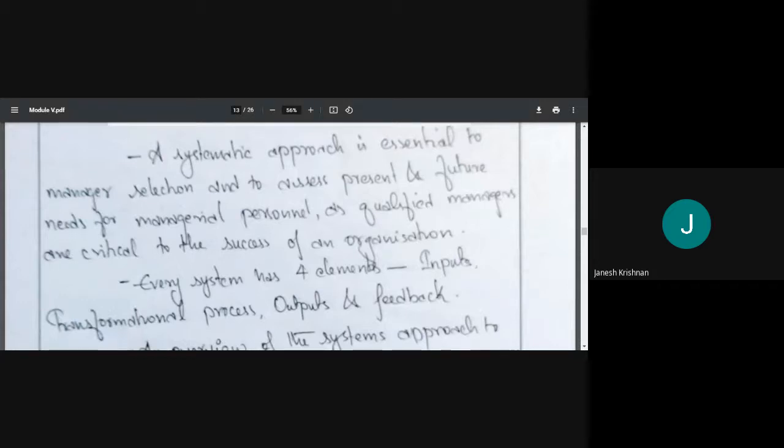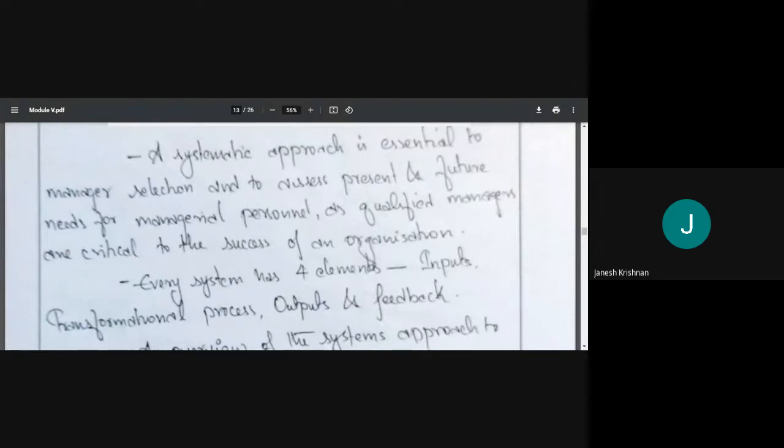So we need a systematic approach in manager selection and to assess the present and future needs of manager personnel, right? Also, we not only have to select, but we need to know what our requirement is. Okay, our present requirement, our future requirement, right? We need to understand that also. So selection, as we said in the definition itself, is choosing the best suitable applicant for the current or future openings. So we need to know whether we have a current opening or we will have a future opening, right?